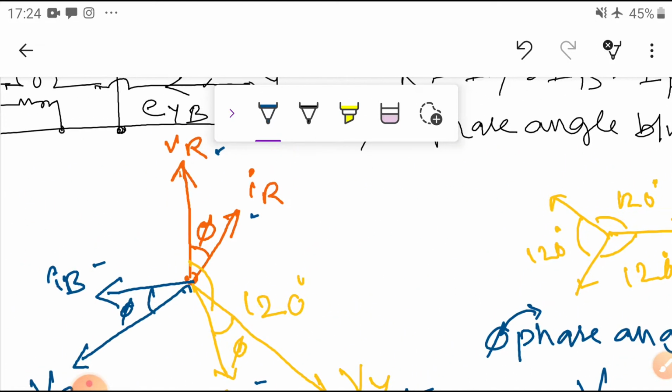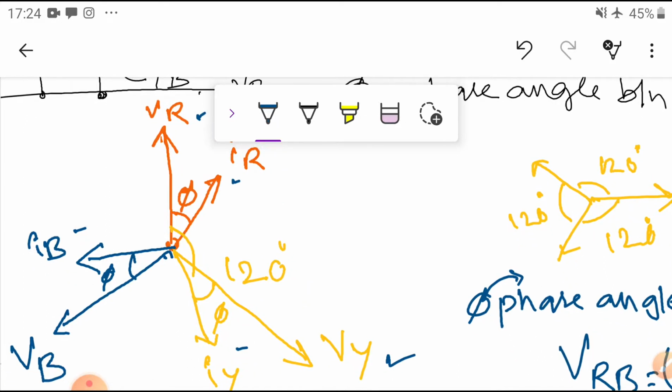So you can see, this is VR, I know. For VB, the direction is this. If I write it in the reverse direction, for example in this direction, this VB is this one, I can write it as minus VB.